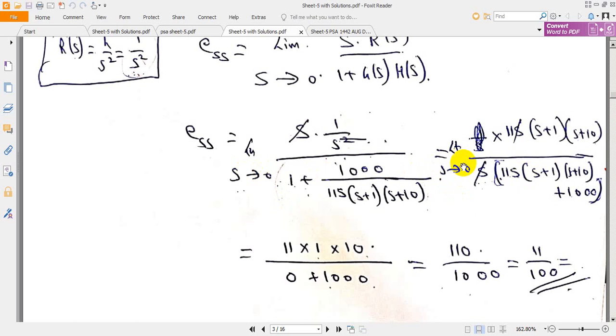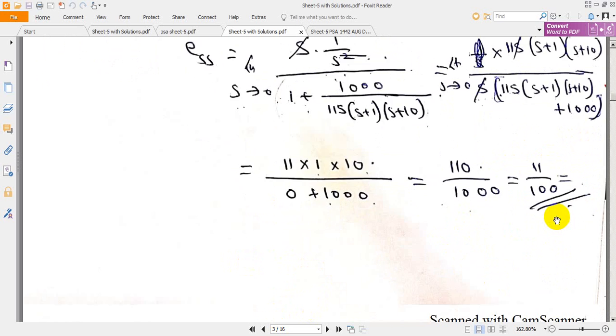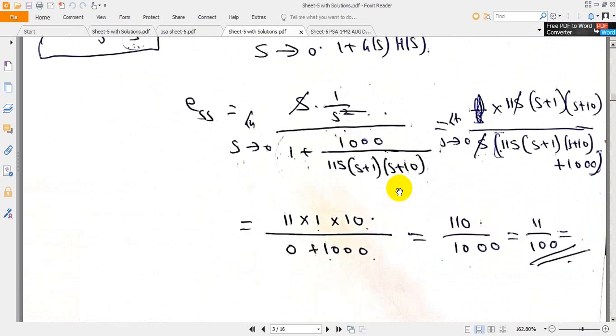After substitution of the limit, S is equal to 0 is substituted here, and this part of the denominator will become 0, which is added to 1000. So it can be written as 11 into 1 into 10, 0 plus 10, 10 divided by 0. This complete part becomes 0 plus 1000. You will get 110 divided by 1000, which is equal to 11 by 100. This forms your first question.